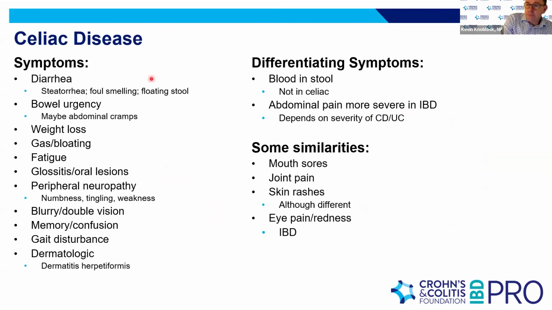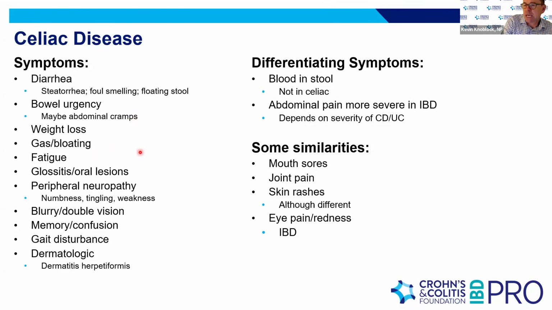Okay, symptoms of celiac, quite a whole host there. There's diarrhea. People might say, hey, this is very foul smelling, my stool is floating. A lot of bowel urgency, again, cramps. I guess it depends too on the gluten load they had, how much inflammation has already occurred, and how much malabsorption is going on. Definitely some weight loss, gas and bloating, fatigue, all generic GI symptoms by themselves.